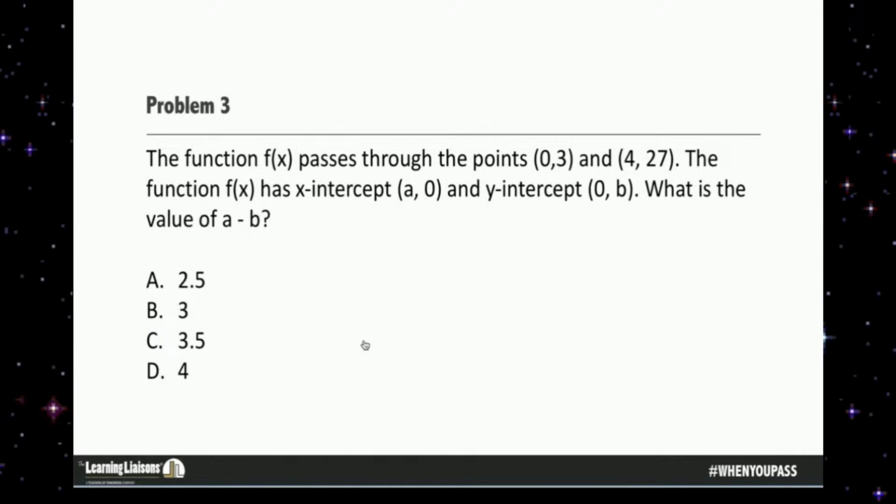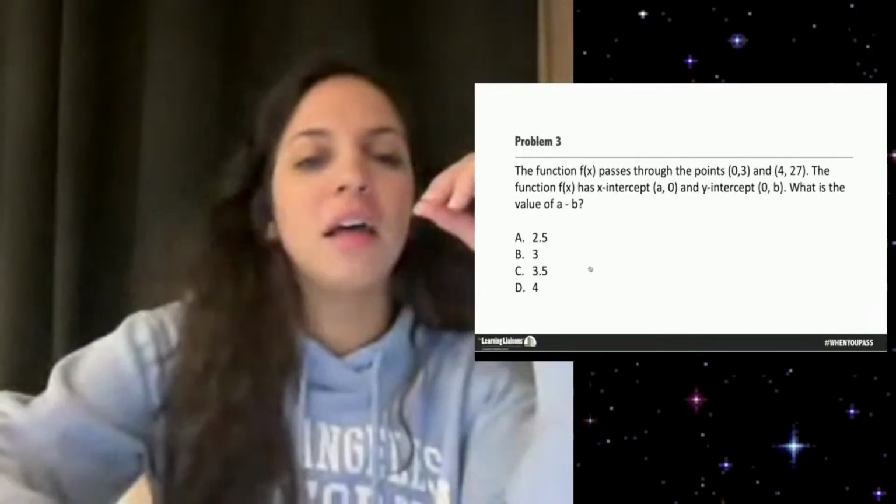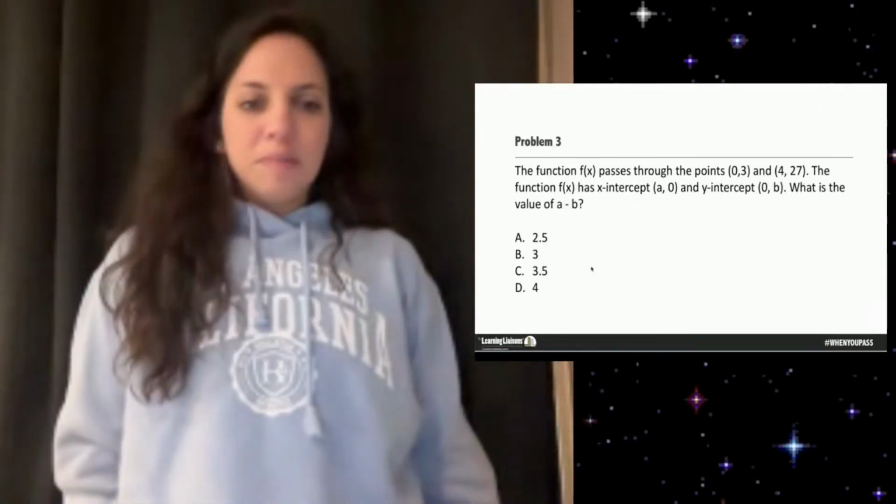The function f of x passes through the points (0, 3) and (4, 27). The function f of x has an x-intercept at (a, 0) and a y-intercept at (0, b). What is the value of a minus b?